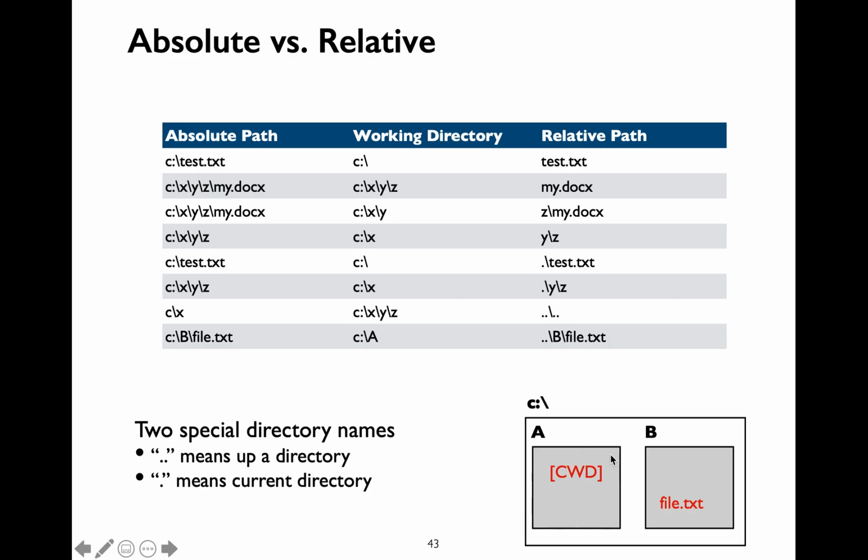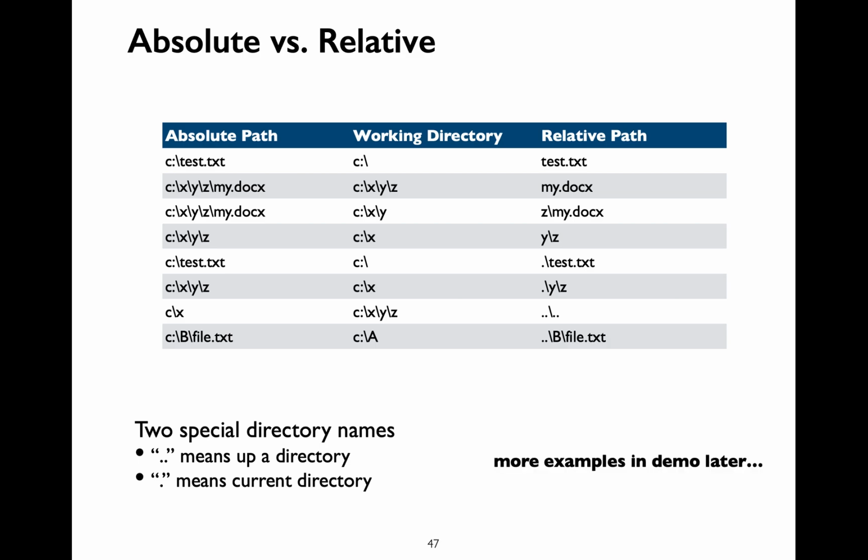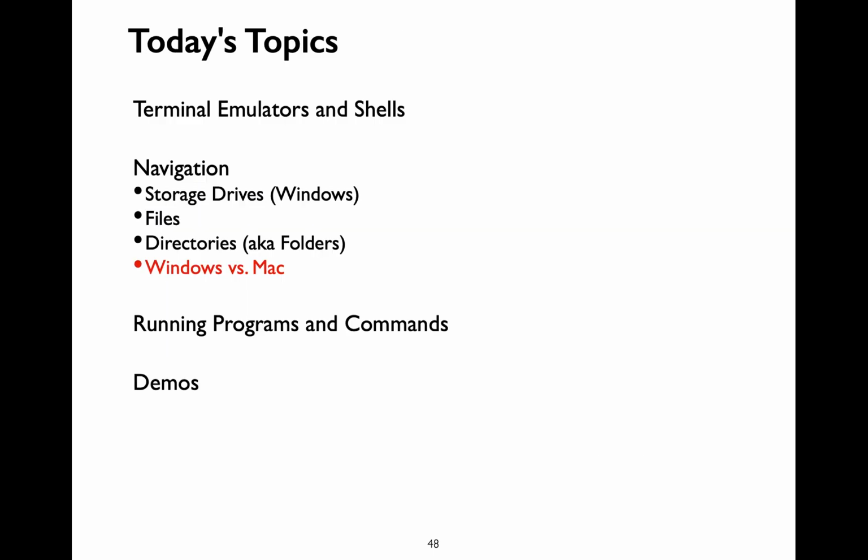So your current working directory, denoted by CWD, is inside the A. Both A and B directories are inside C drive. You want to be able to get out of A and then go into the B directory to be able to access file.txt. So dot dot takes you outside A directory and then the B takes you inside the B directory and then you need to provide slash file.txt. We'll go through some more examples as part of the demo for this lecture.